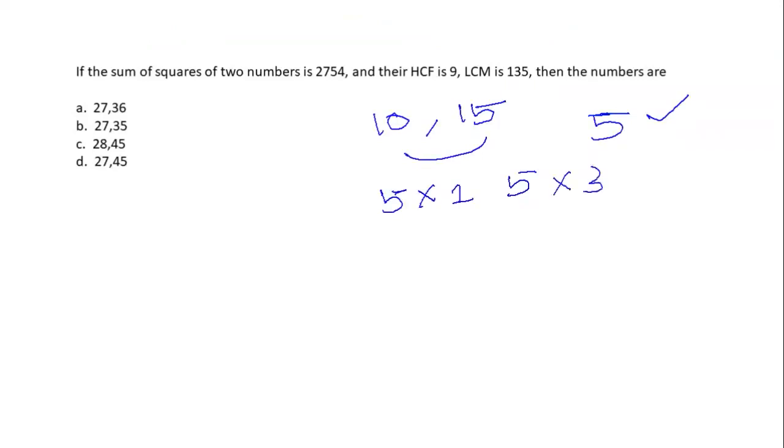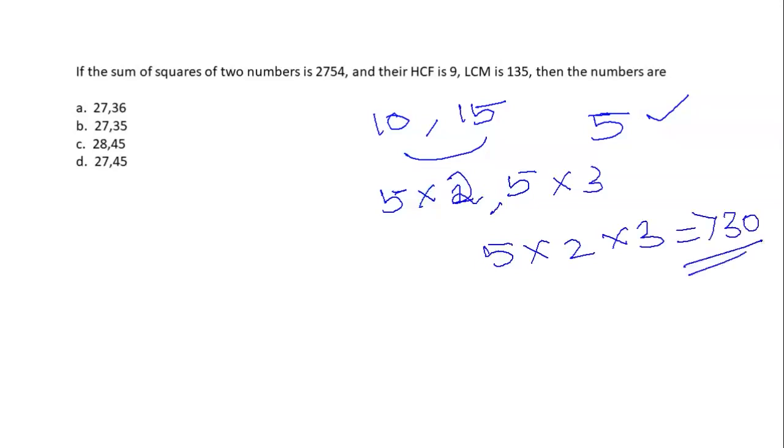So the LCM is 5 into 2 into 3, which is 30. Correct. Good job, Basumati, Ashwita, and everyone. So the answer is 30. The HCF and the ratio of the numbers together give you the LCM. Let's get started. Your HCF and the ratios of the numbers together give you 30, correct?